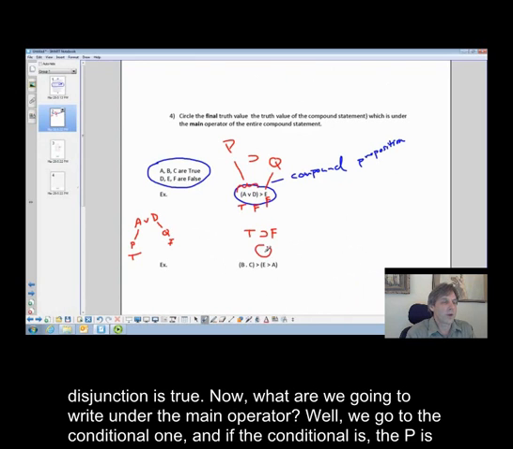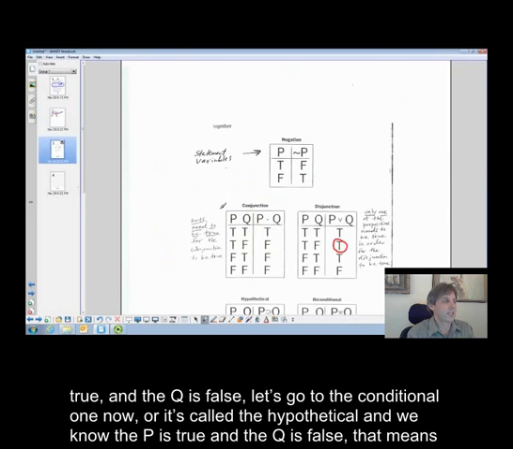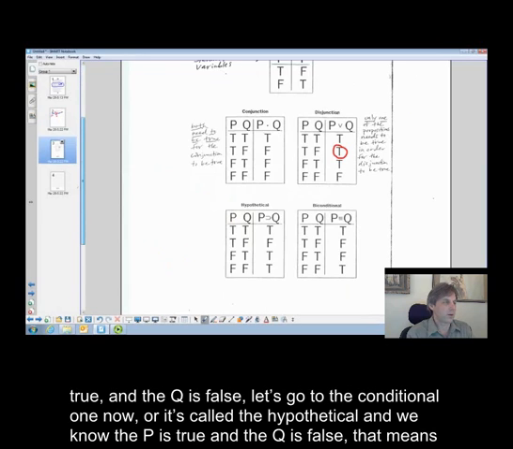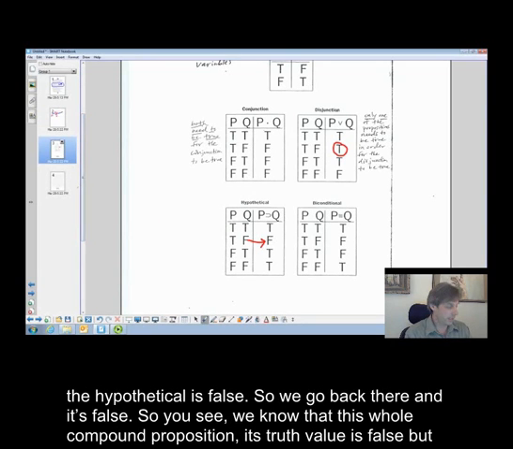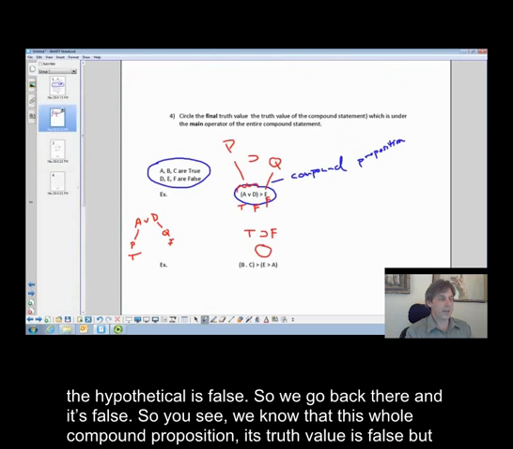Now, what are we going to write under the main operator? Well, we go to the conditional, and if the P is true and the Q is false, let's go to the conditional now, or it's called the hypothetical. And we know the P is true and the Q is false. That means the hypothetical is false. So we go back there, and it's false.